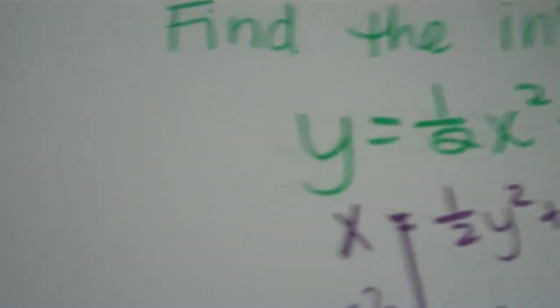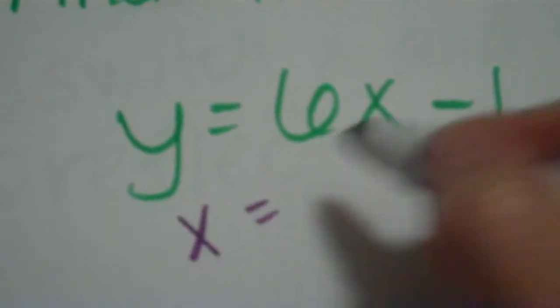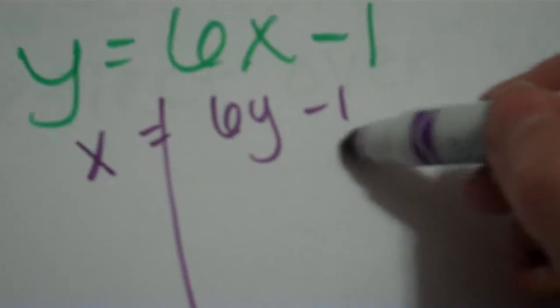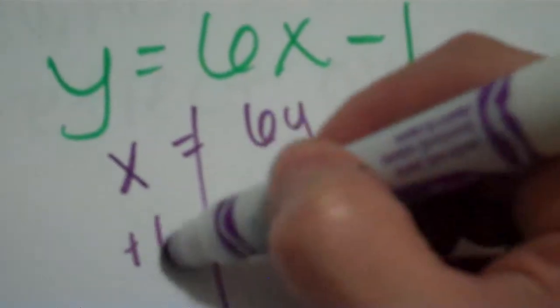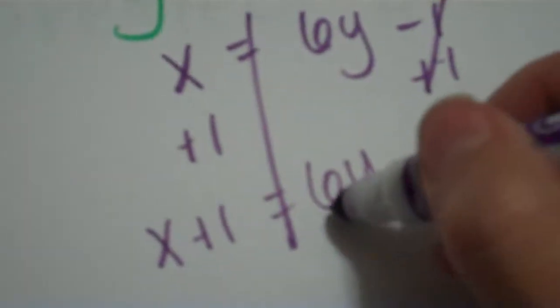Okay, let's do an easier one. Easy peasy. A linear one, because I'm sure you've seen this as well. So the first thing we do is flip it. So x equals 6y minus 1. You deal with the adding 1 first. So you get x plus 1 equals 6y. And then you divide by 6, correct? Divide the whole thing by 6.